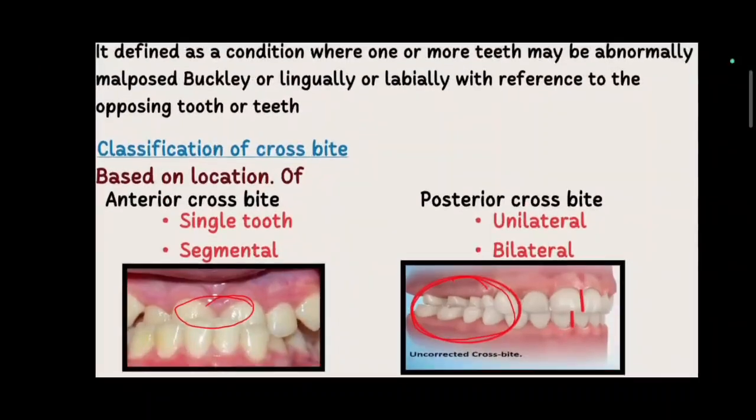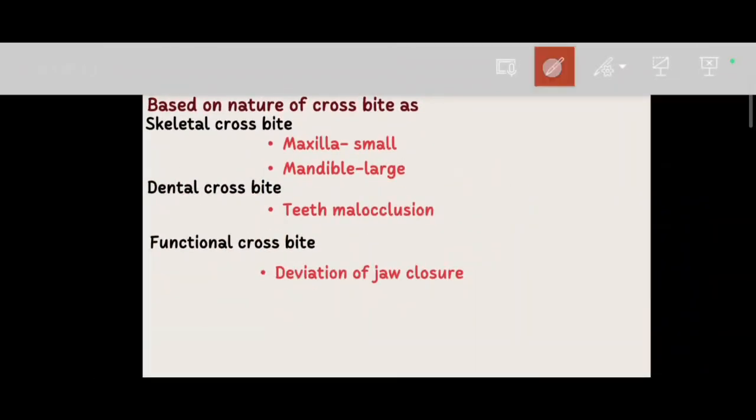Now, according to the cause, crossbite is divided into skeletal crossbite. This occurs because of a jaw problem, for example a small maxilla and a large mandible. So here skeletal bones are responsible. The second one is dental crossbite. Here the problem is only the tooth position. The jaws are normal. So it is a teeth malocclusion.